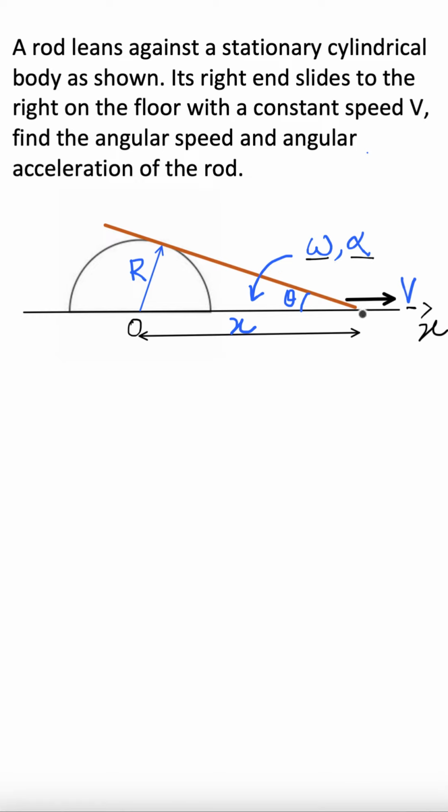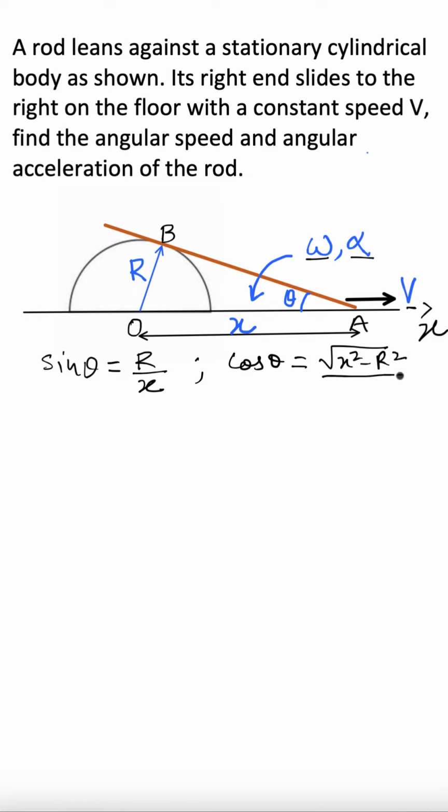Now let's look into this triangle. Let's call this A and B. And let's get the sine theta and cos theta quickly. So sine theta here is r by x. This OA is x. And cos theta is square root of x square minus r square by x, because AB is square root of x square minus r square.